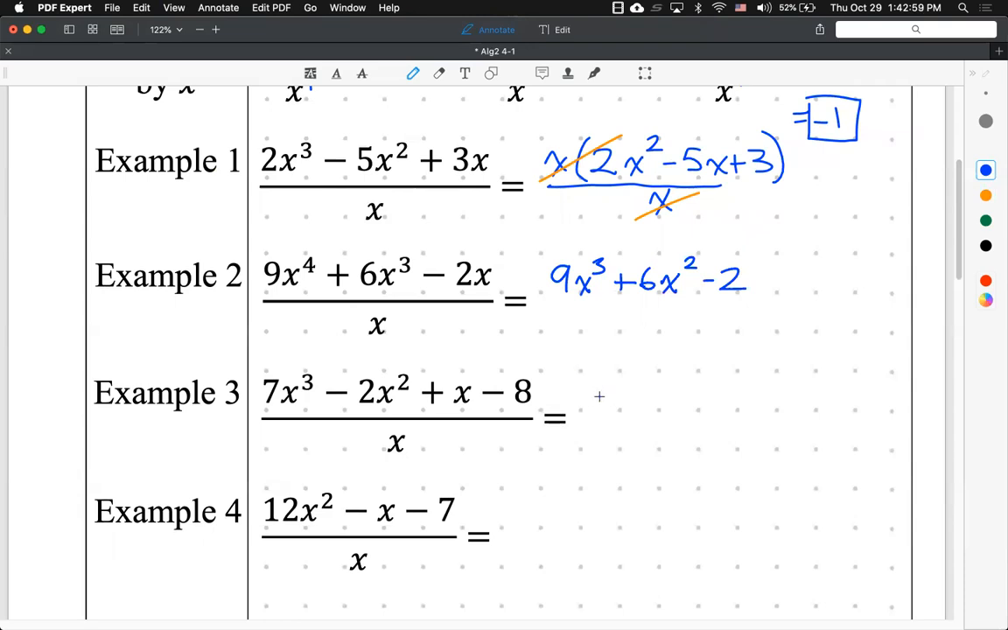So you could put an x to the power of 0 on the 8. I don't know, just to... But that would be 7x squared minus 2x plus 1, minus 8 over x. Oh, that would be plus 1. Oh, plus 1, okay. So you're correct. But why did you write minus 8 over x?